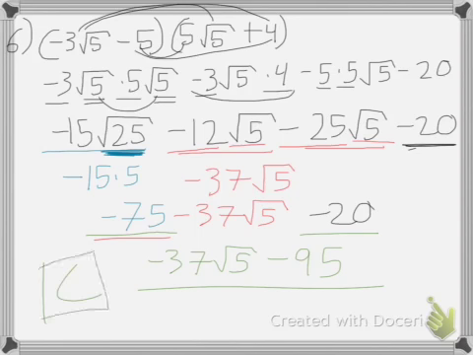Key thing to remember on this one was to do the FOIL at the start, and then after that to combine like terms like we did here, and to simplify like we did here, and then combine like terms again after we simplified. So let's look at the next one.